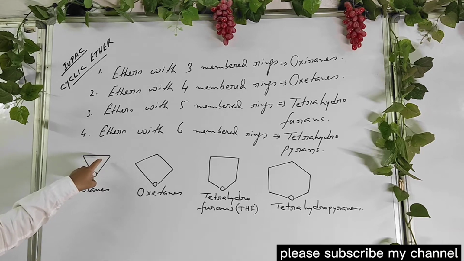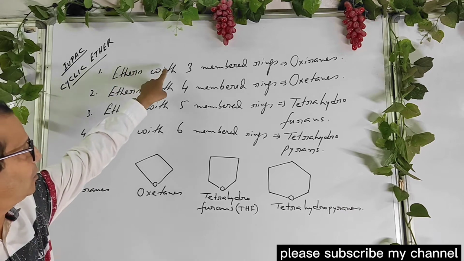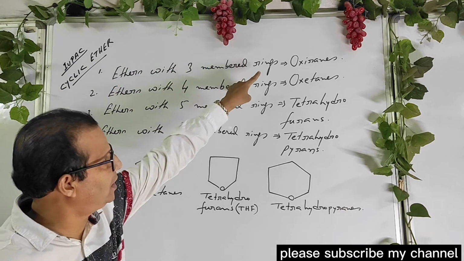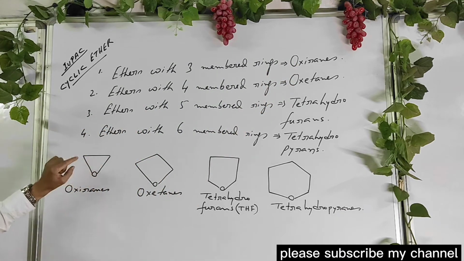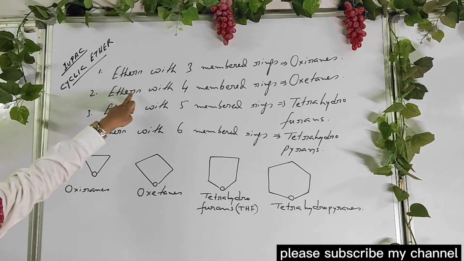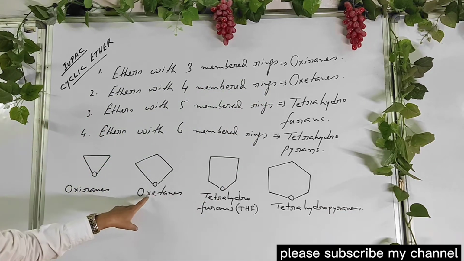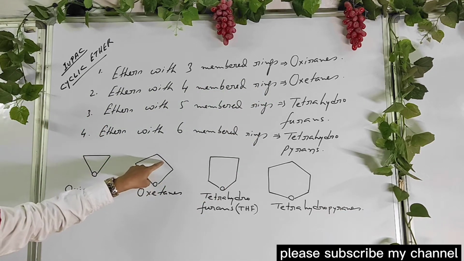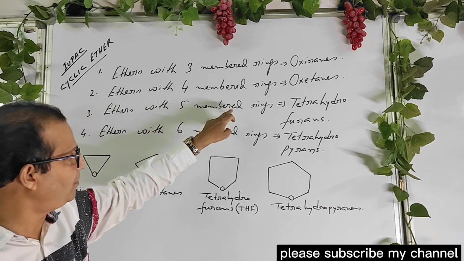1 member, 2 member, 3 member rings. Ethers with 3 membered rings are called oxyrenes. So this is oxyrenes. Ethers with 4 member rings are called oxytenes. 1, 2, 3, 4.